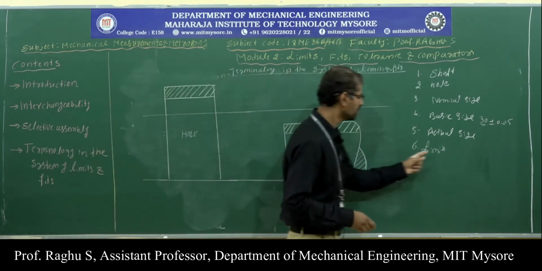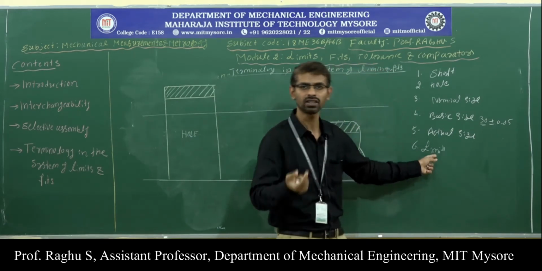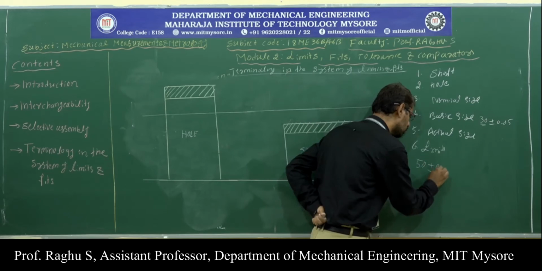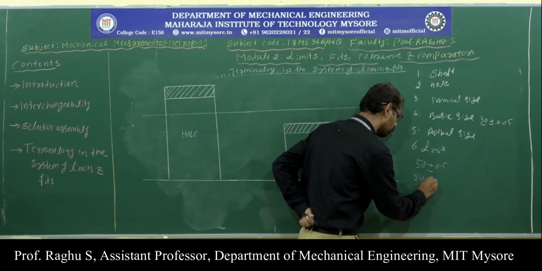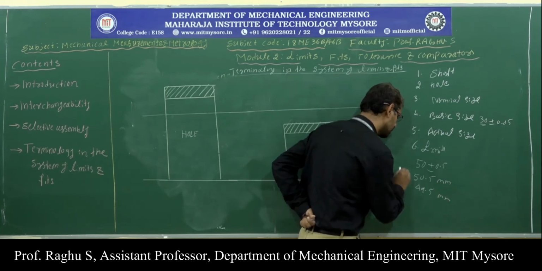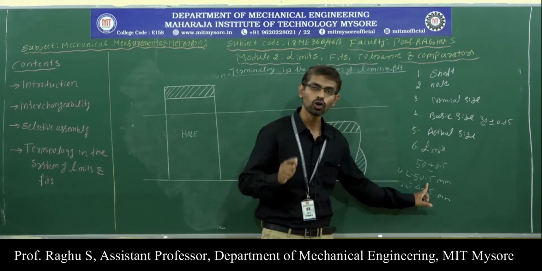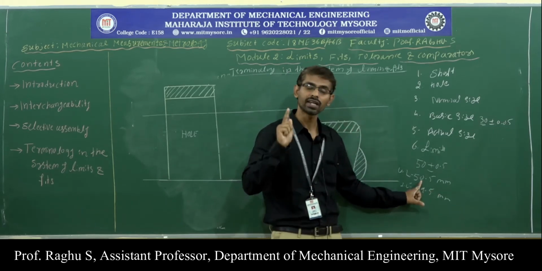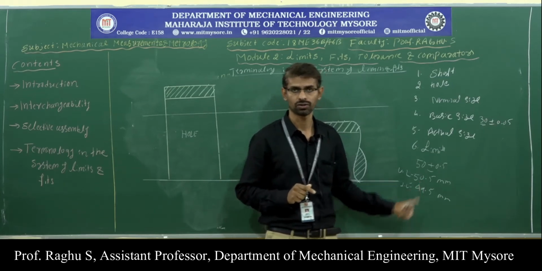Here, limits means extreme allowable variations. Extreme means it may be maximum or minimum. For example, 50 mm plus or minus 0.5. Here the maximum limit is 50.5 and the minimum limit is 49.5 mm. So this is the upper limit and this is the lower limit. These two are the extreme allowable dimensions within which an operator is expected to produce a component. Why? In order to reduce the rejections.